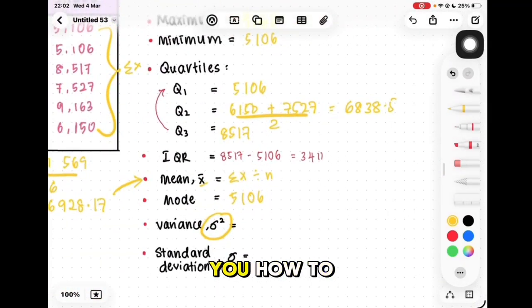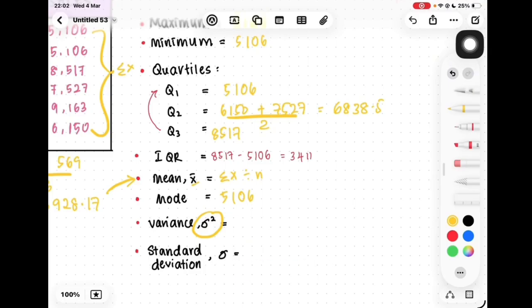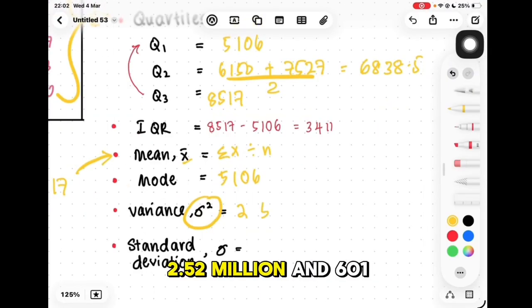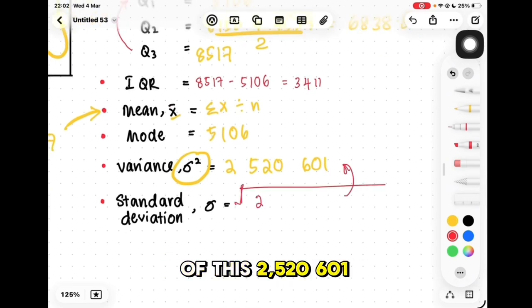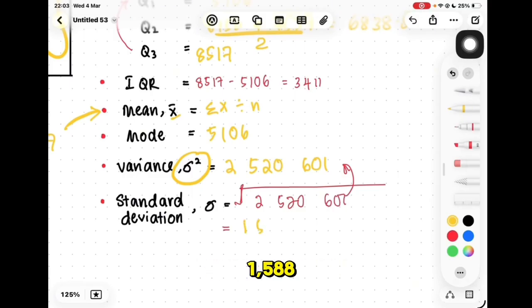So I can show you how to calculate it one by one, because we're running out of time, right? The variance value is 2,520,601. Okay, standard deviation is just the square root of this. 2,520,901. Then we got 1,588. That's all.